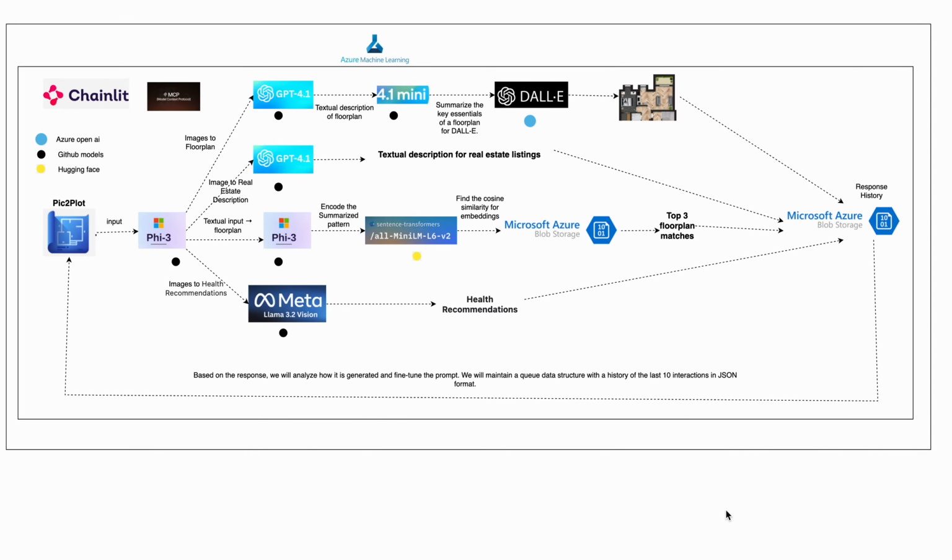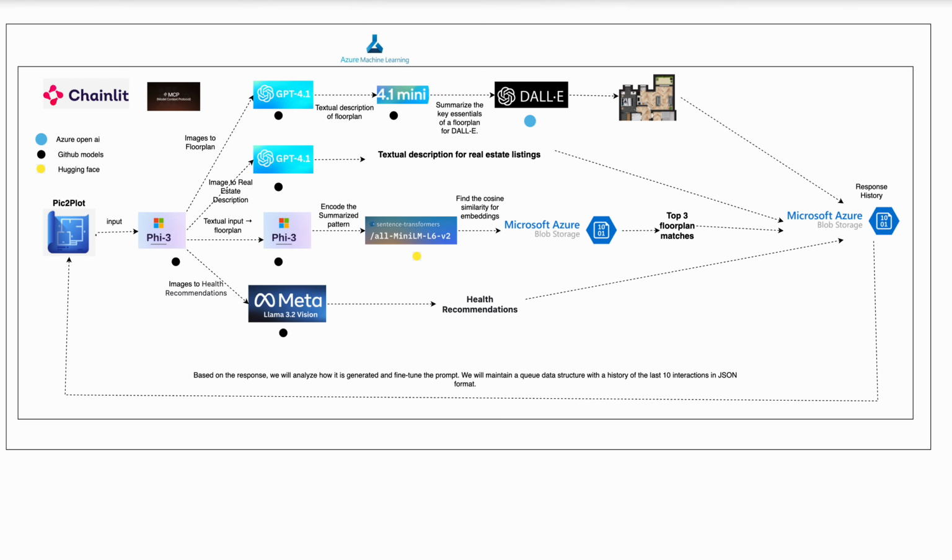Let's start with a demonstration of Pic2plot, which was built on the AML workspace using MCP tool calling and Chainlit for the user interface. We utilized multiple models based on the complexity of the use case. For example, Phi-3 is a very small model with good latency, which just classified which tool it needs to call based on the user input. We used Microsoft Azure Blob Storage, which stores the response history so that we can fine-tune the prompt based on the response that is being generated.